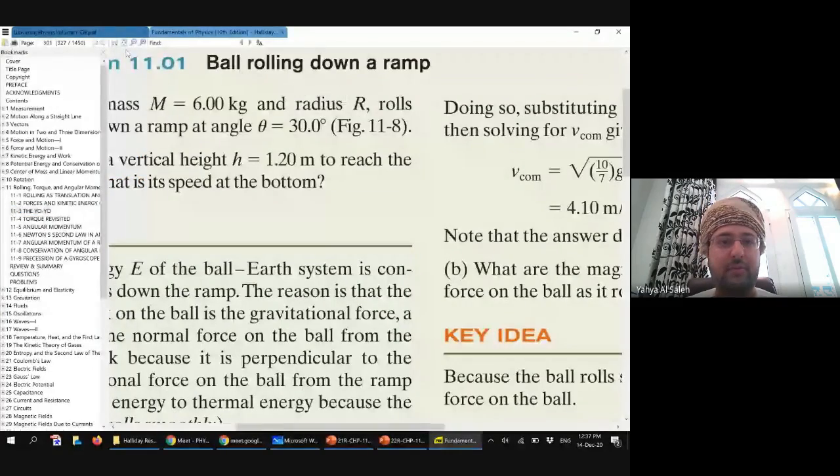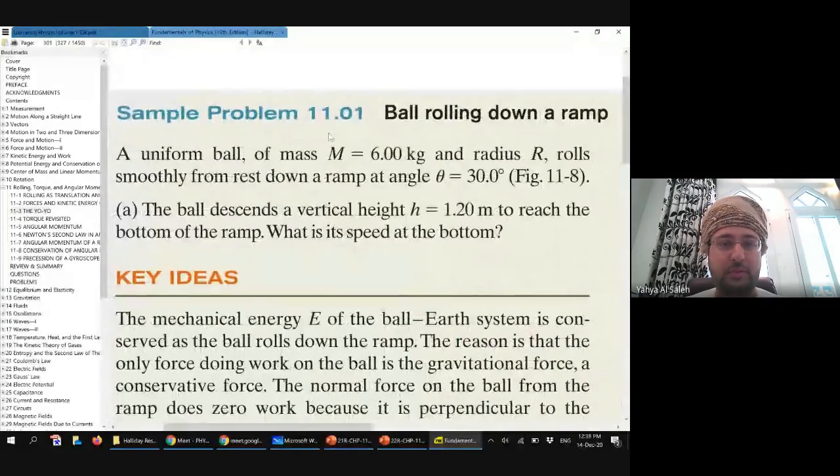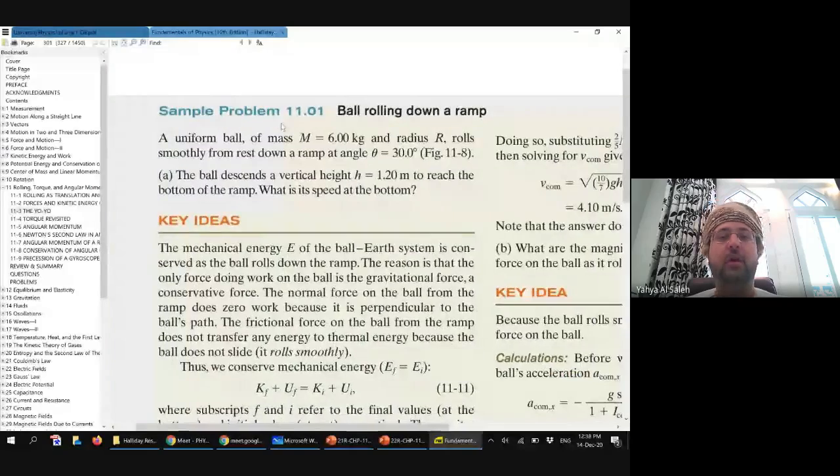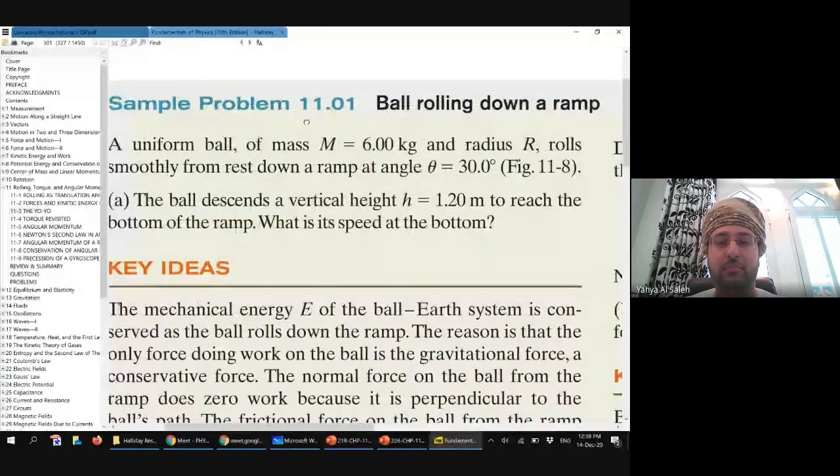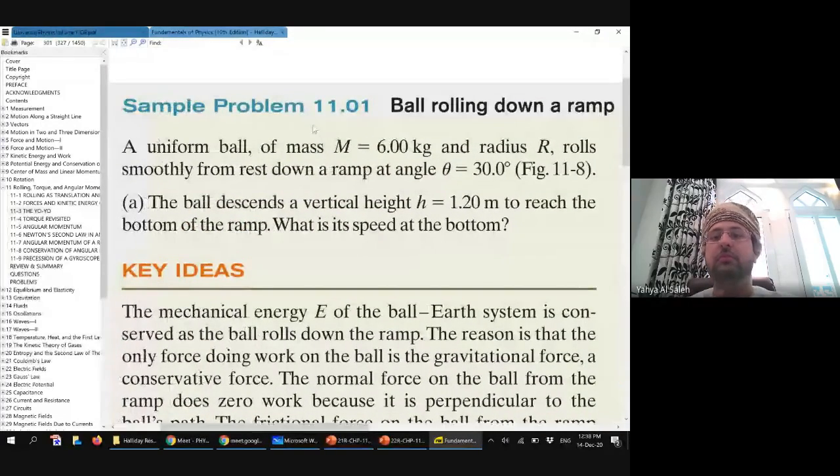Let's take a very simple example. A uniform ball of mass m, 6 kilograms, and radius r, rolls smoothly from rest down a ramp at angle 30 degrees. The ball descends a vertical height of 1.2 meters to reach the bottom of the ramp. What is its speed at the bottom?